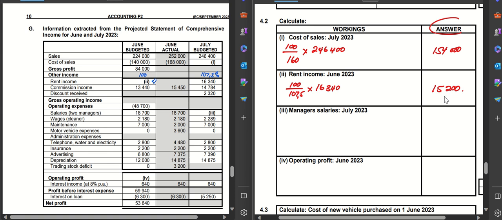So the examiners normally love this adjustment whereby you are given the amount after increase and you have to calculate the amount before the increase.